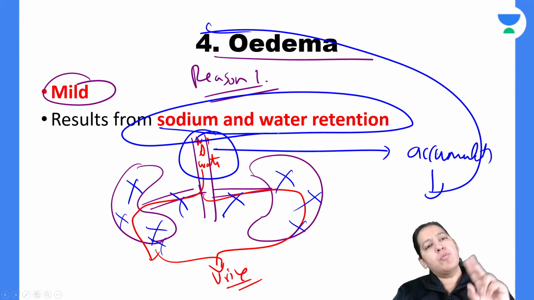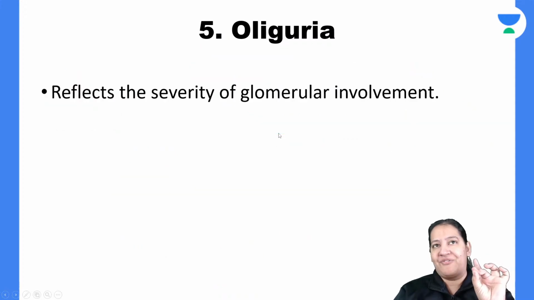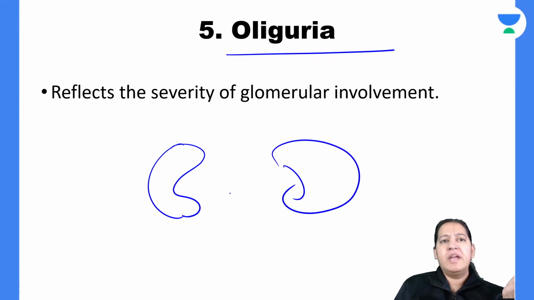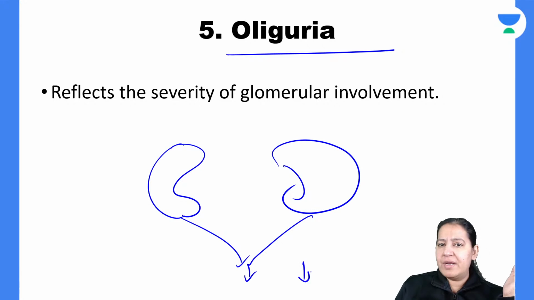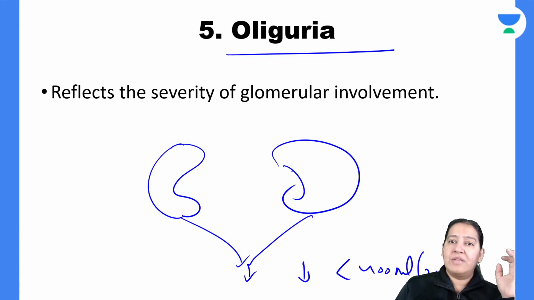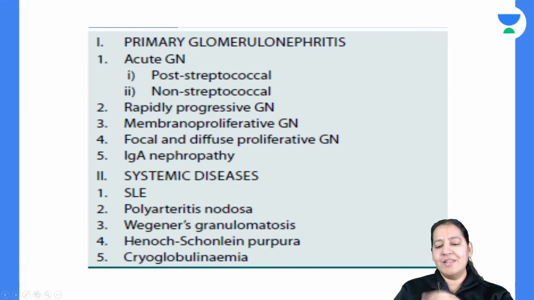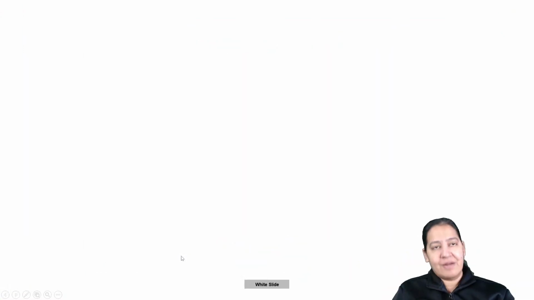In nephrotic syndrome also we will have edema, but the reason will be different. And the last thing is oliguria. If the kidneys are involved, kidneys are not excreting urine. So patient will have less urine, that is less than 400 ml per 24 hours. So that's why the sodium and water is accumulated. So that is, patient is having oliguria. Give me a thumbs up. Now, the 5 symptoms are crystal clear to you.